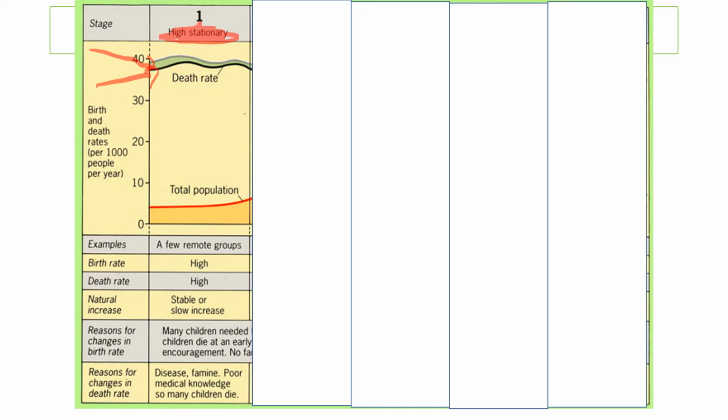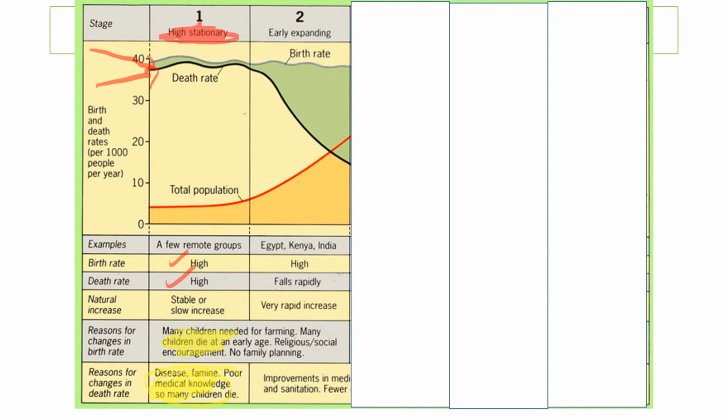That is because you have a high birth rate and a high death rate, and as a result your population remains stable. A lot of children will be born because lots of them will die early, so you'll have high levels of childbirth, but then people will die, often from disease, and poor medical knowledge will result in this stability. If you've got a high birth rate and a high death rate, they obviously cancel each other out.